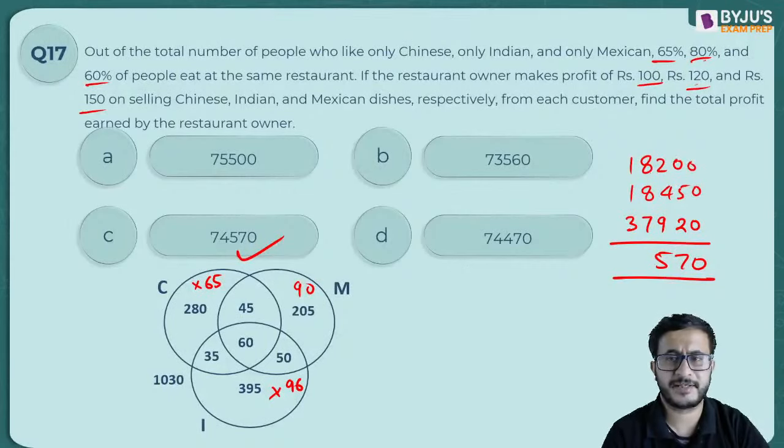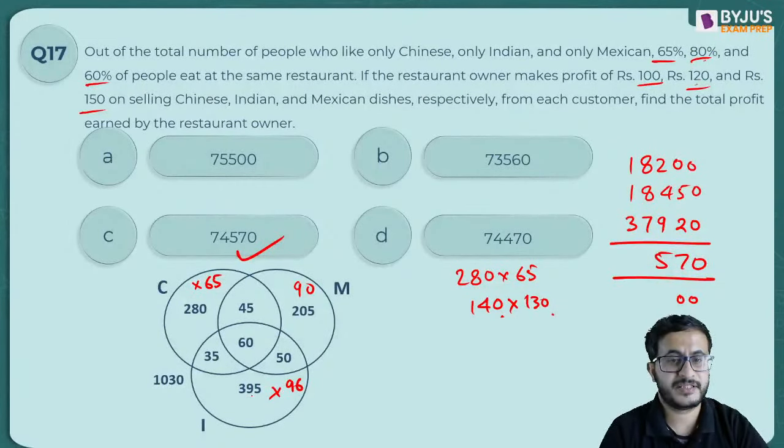Last two digits कैसे? Last digit तो सब में zero आएगा, right? Zero आएगा, so second last digit. Second last digit you could have done is 280 into 65 will be basically 140 into 130. ठीक है, so इसमें last के two digits 00 हो गए. ठीक है, 95 into 96, right?